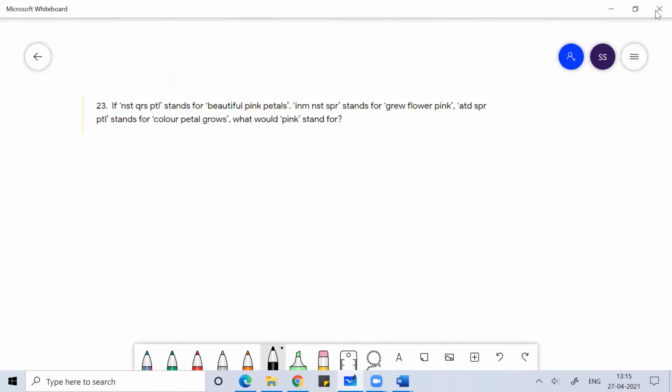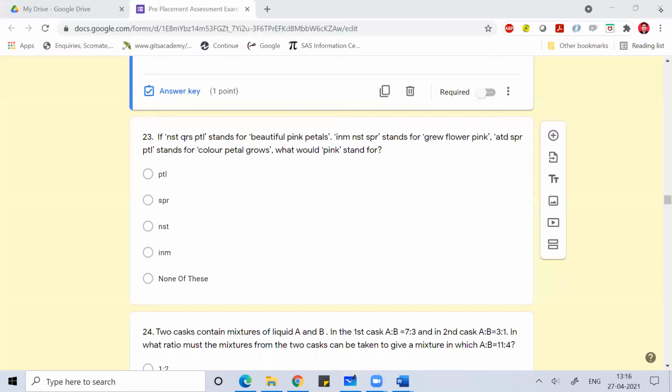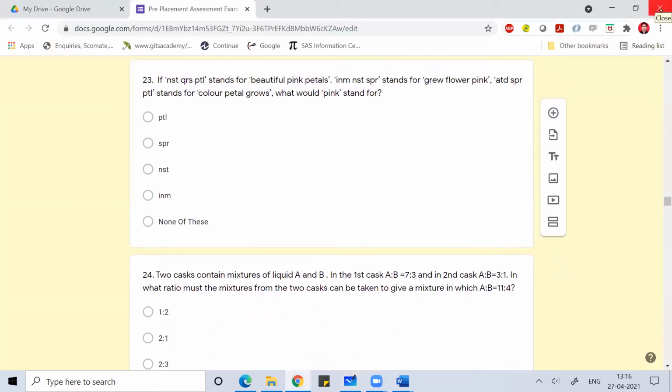23, you can see. So NSTQRL means beautiful pink petal. You want pink, right? So here also pink is there. Here also pink is there. See which is common here. So you can see NST is the common. So NST means pink. Simple. Anyone, any doubt?